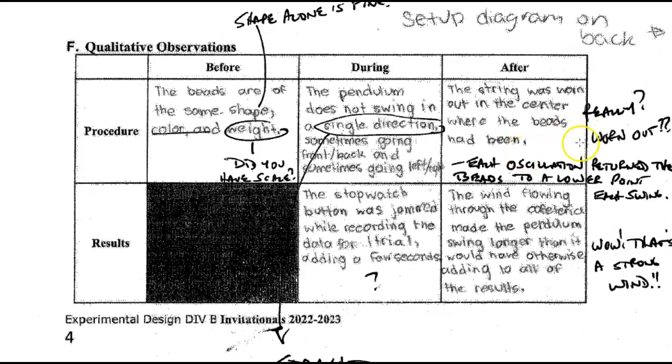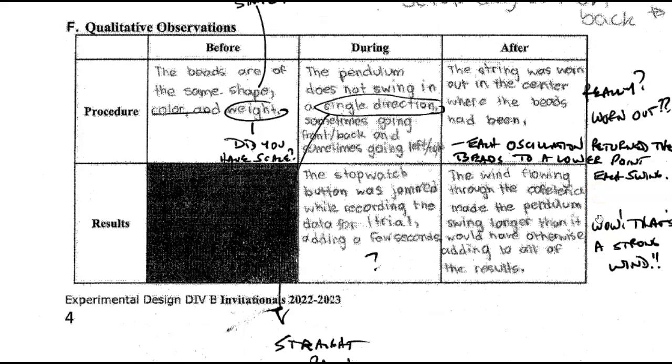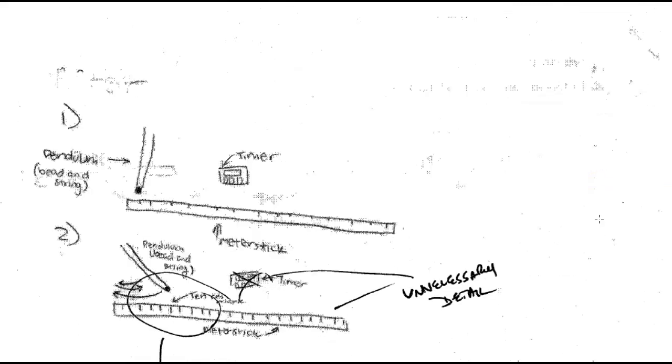You could say that each oscillation returned the beads to a lower point. So you're starting with higher kinetic energy and it's gradually going down. So you could say it returned to a lower point each time. And then they said that this is possible. The wind affected it? Where were they doing this, in a windstorm?